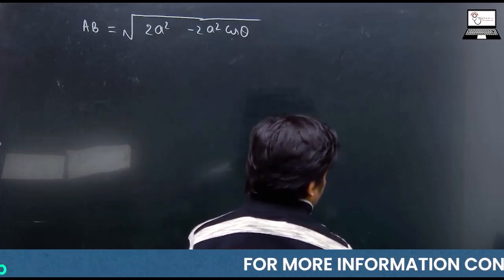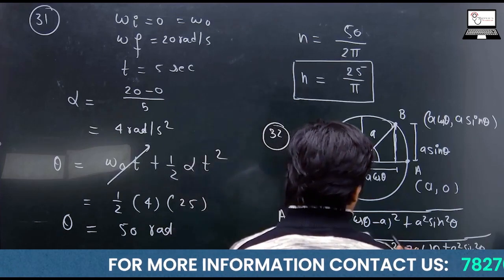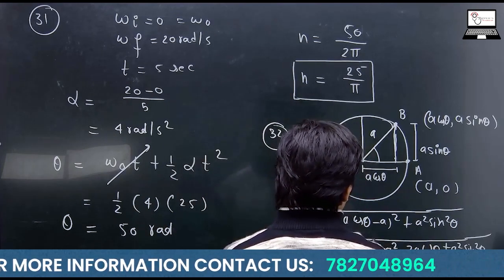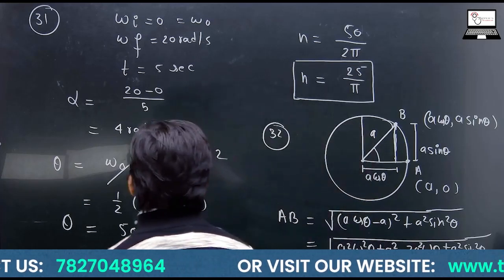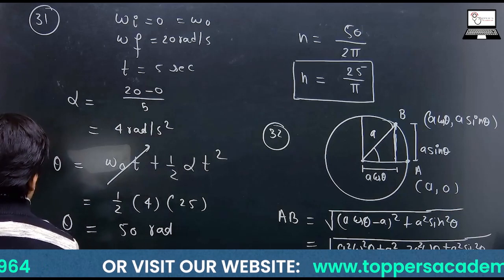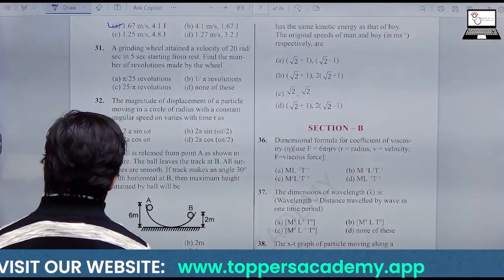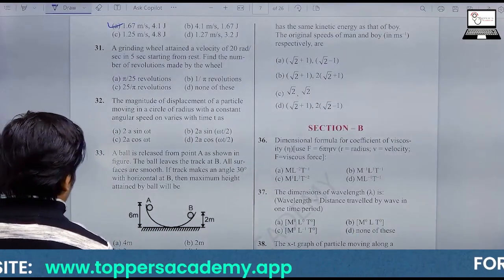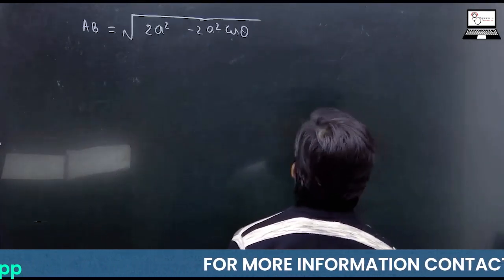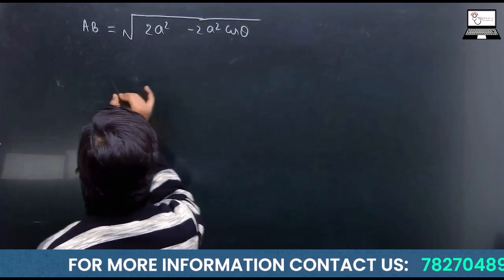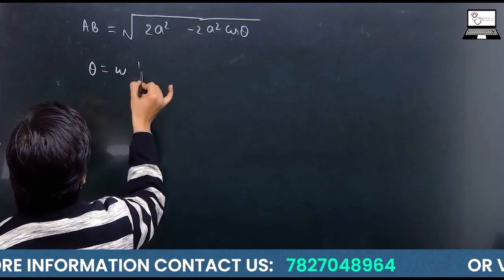If you see this, you will get a squared cos squared theta plus, minus twice a squared cos theta. Now this theta is varying according to omega t, because omega is the angular speed, so the angle is changing. If initially that angle is 0, then theta is equal to omega t. You write it as omega t.